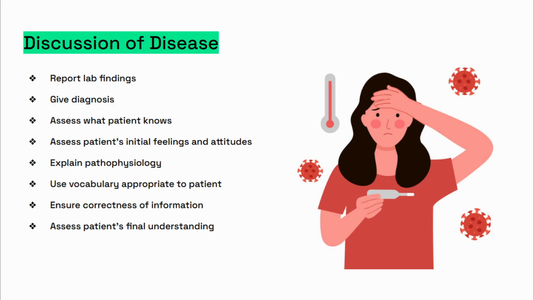Next, take time to clearly explain the condition or pathophysiology in simple terms. Avoid medical jargon and use analogies or visuals when needed. Providing both verbal and visual explanations can make the information easier to understand. Always check that the patient truly grasps what you've said by asking them to restate it in their own words or by briefly summarizing the key points together.